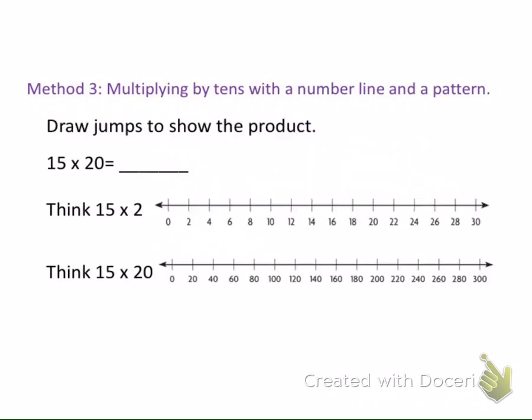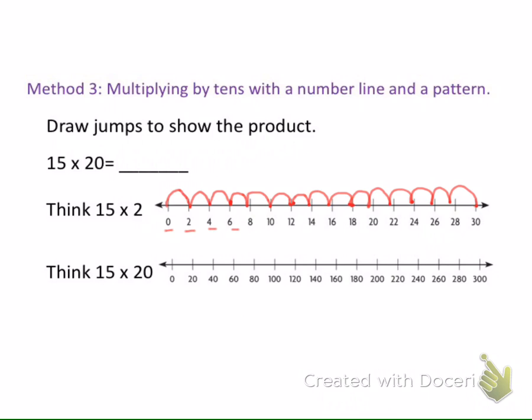Now, this way of using a number line is a little bit silly. I don't think I'd ever use it for large numbers, but it says 15 times 20. If I think of the 20 as 2, I can do 15 jumps. 1, 2, 3, 4, 5, 6, 7, 8, 9, 10, 11, 12, 13, 14, 15. You notice this is 0, 2, 4, 6, so I'm counting by what? I'm counting by 2s. You're exactly right.